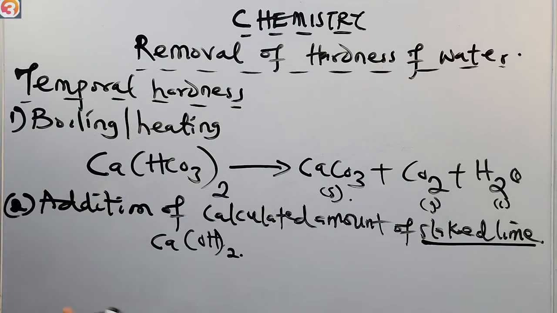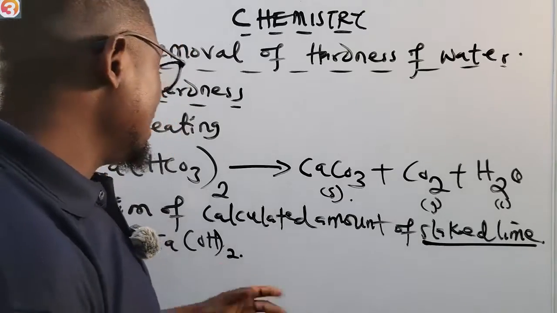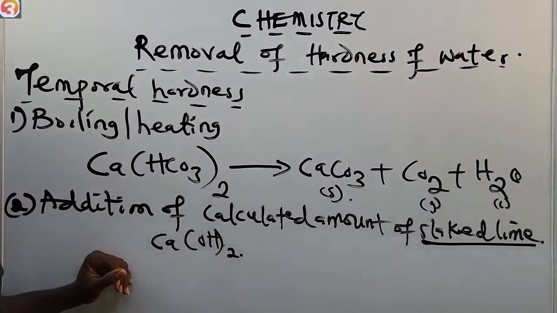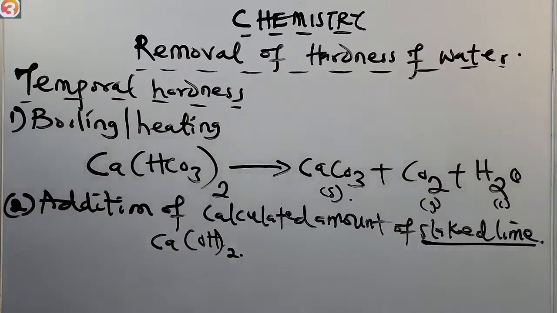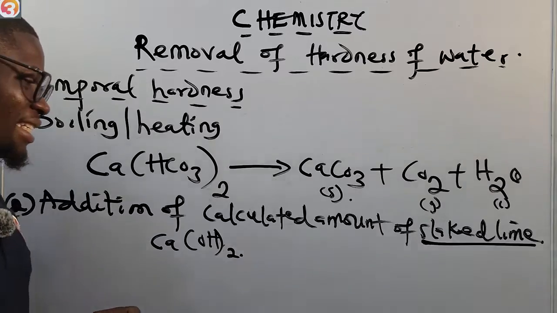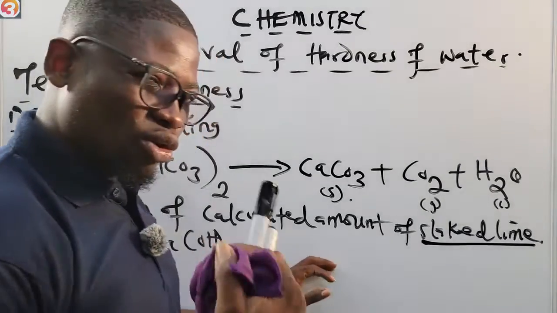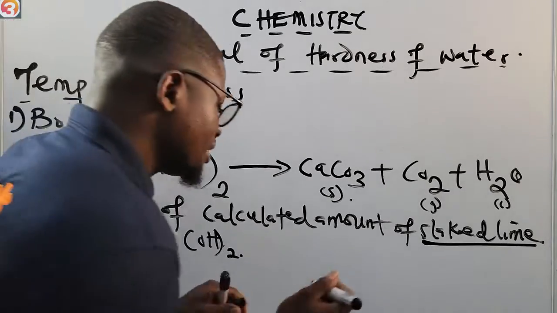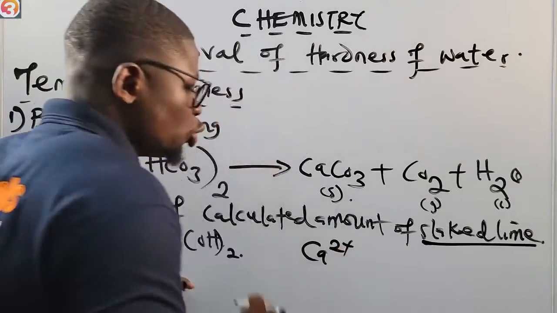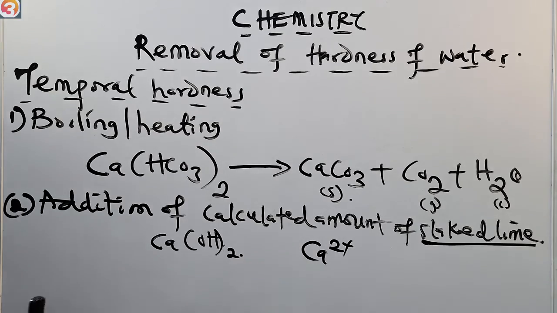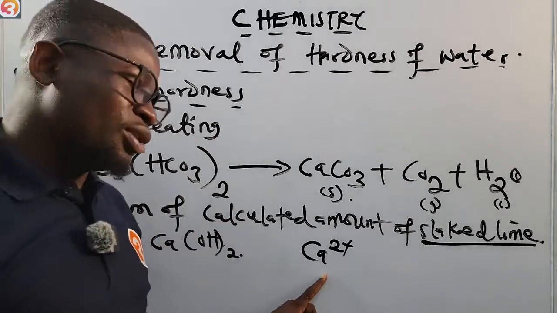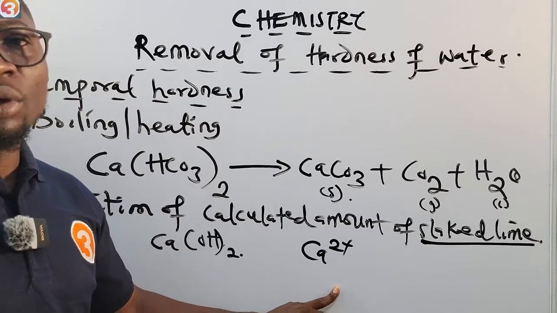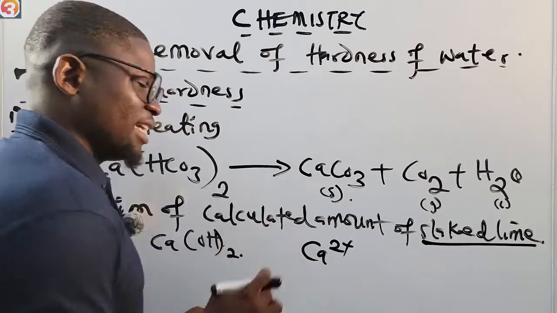That's calcium hydroxide. So addition of a calculated amount of slaked lime is a method of removing temporary hardness of water. The slaked lime that you are adding has to be calculated, because if you do not add a calculated amount, you end up introducing more Ca2+ ion into the water again. You are trying to remove hardness, so you are introducing Ca2+, which is present in hard water. So you have to use a calculated amount.